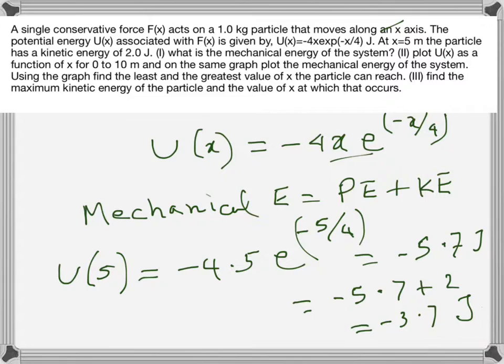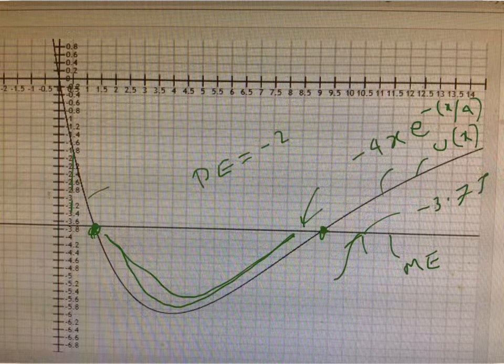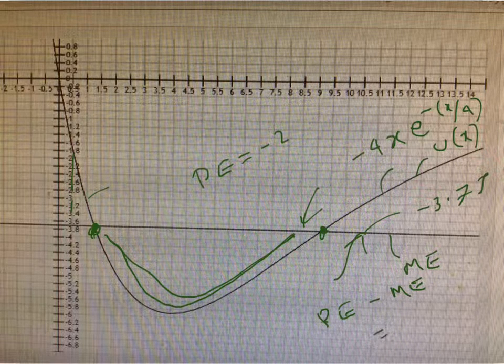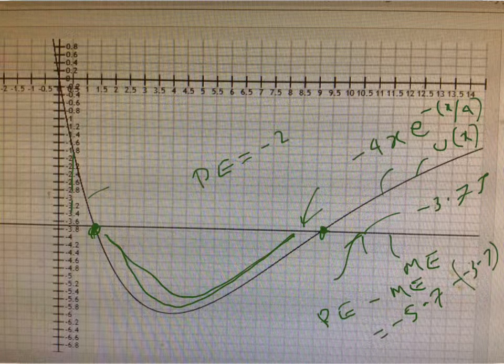Then the last part of the question is to find the maximum kinetic energy of the particle and the value of x at which it occurs. So again, the value of kinetic energy is the potential energy minus the mechanical energy. That happened earlier as well, because it was minus 5.7 and then minus 3.7 at x equal to 5, that gave 2 joules. Actually 2 joules was given. That's how we got minus 3.7 joules as the mechanical energy.